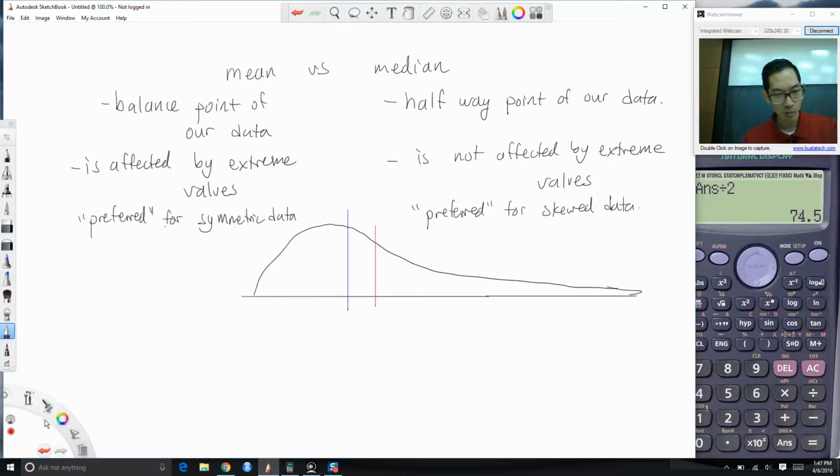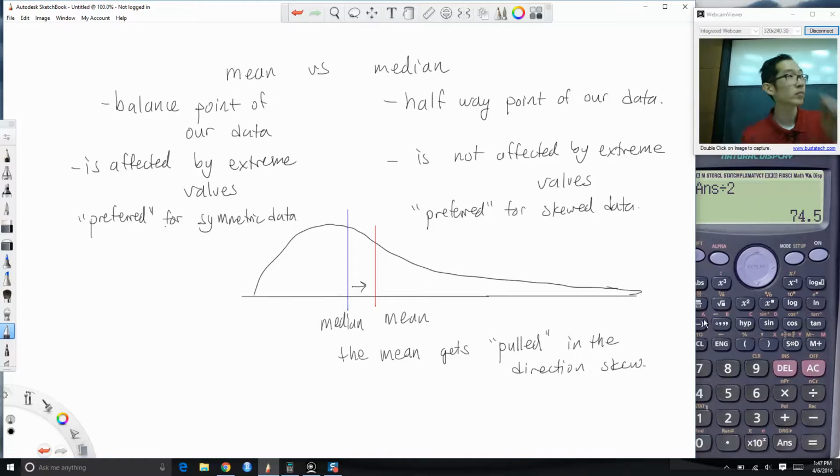Did I already draw this picture for you guys? I don't know. I teach. Okay, so the median is over here, and then the mean is over here. And what we say is that the mean gets, quote, pulled out in the direction of the skew. Okay.